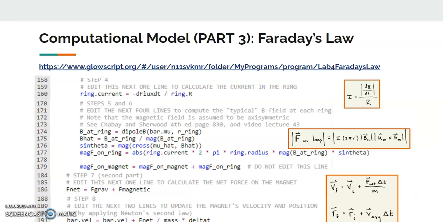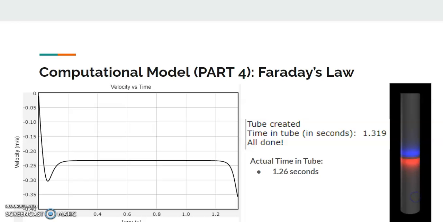In this slide, 4 different chunks of code are shown, each corresponding with different formulae that calculate things like current in the ring, typical B field at each ring, net force on the magnet, and the magnet's velocity and position. And on this slide, the graph created by the running computational model is shown as well as a representation of the current flow as the bar magnet drops through the tube. In the end, the result shown by the computational model is that the time taken for the bar magnet to fall through the tube is approximately 1.32 seconds.